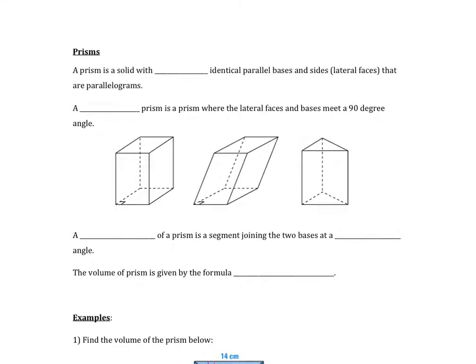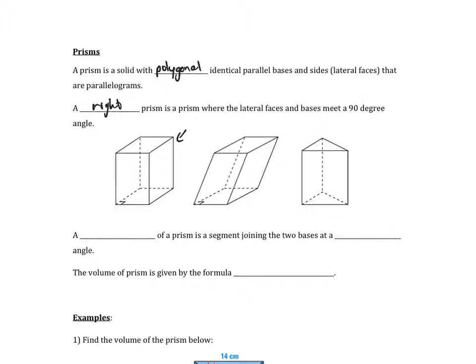Let's move into prisms, okay? So a prism is a solid with polygonal, identical parallel bases and lateral faces that are parallelograms. A right prism is where the lateral faces and bases meet at a 90-degree angle. So if we look at these shapes right here, here would be a good example of a prism.